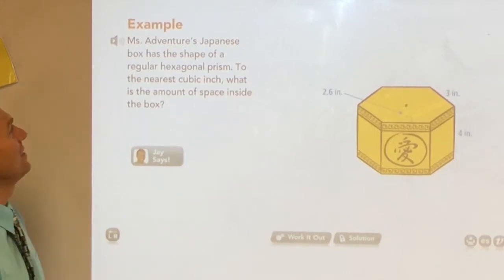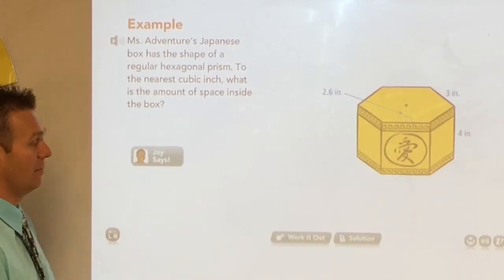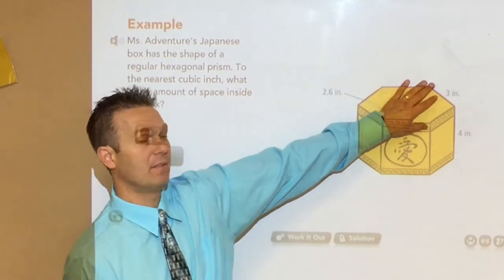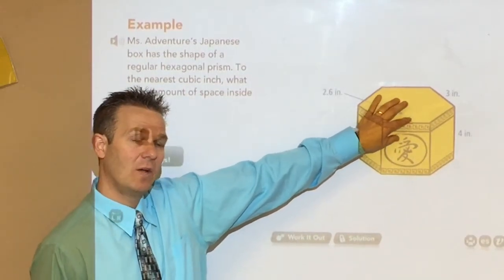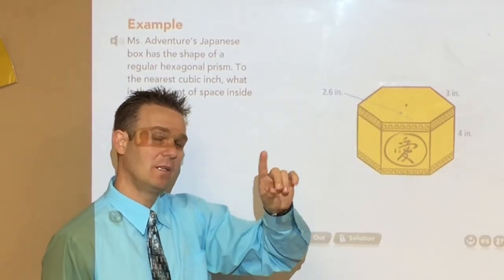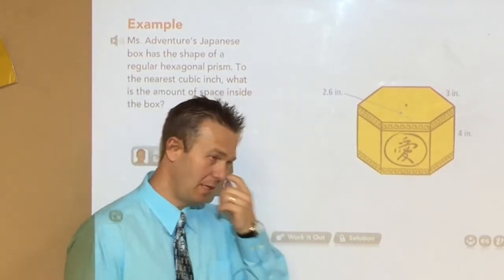All right, Mrs. Venture's Japanese box has the shape of a regular hexagonal prism. To the nearest cubic inch, what is the amount of space inside the box? Again here, we have a different type of base. We have a hexagonal base. Remember, the hexagonal base has 6 triangles in it. So if you find one of the triangles, you can multiply it by 6 and you'll get your answer.